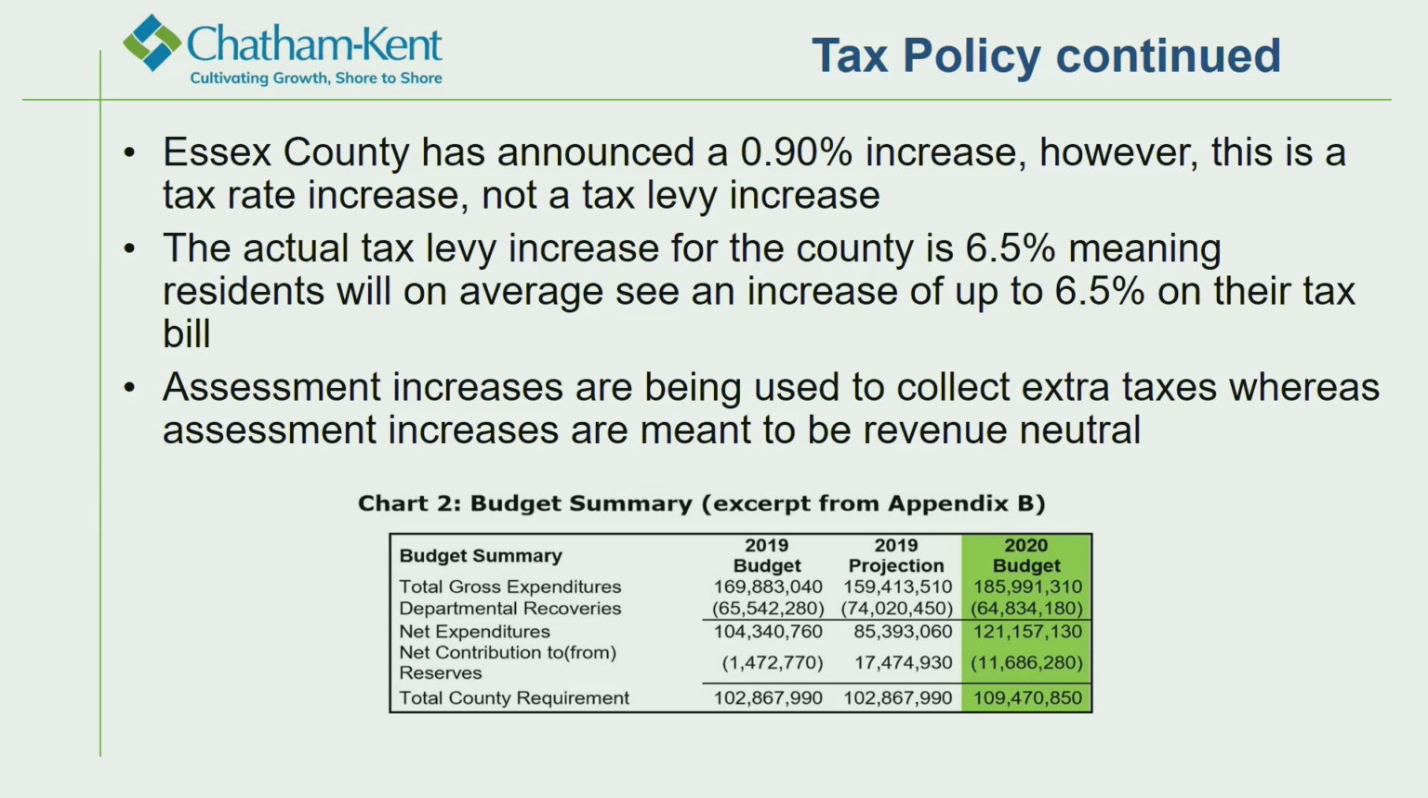In recent years, municipalities in Essex County, along with the county itself, have been combining tax policy and budget setting. For example, Essex County announced a tax rate increase of 0.9% from their budget. The tax rate is multiplied by the assessment to determine how much you pay in property taxes. In all other communities, including Chatham-Kent, when the budget is discussed, we talk about tax levy. The tax levy is simply the amount the municipality will require for the entire year to provide services to its residents. To put Essex County's budget into context with Chatham-Kent's, the tax levy increase passed by Essex County was actually 6.5% before assessment growth.